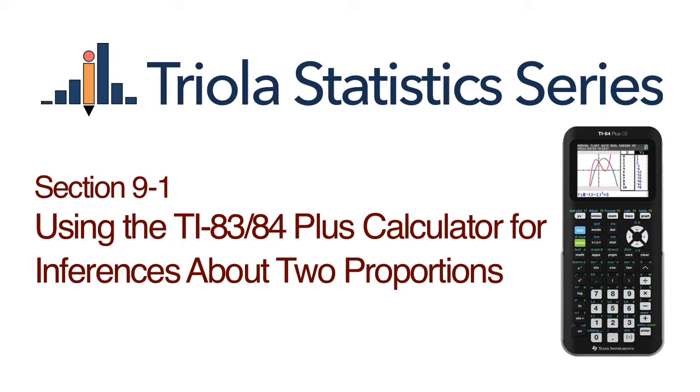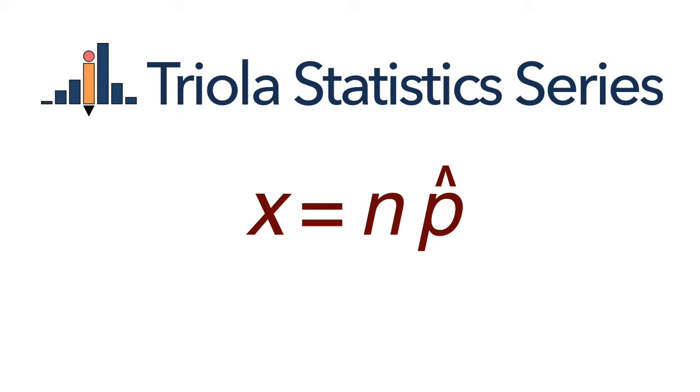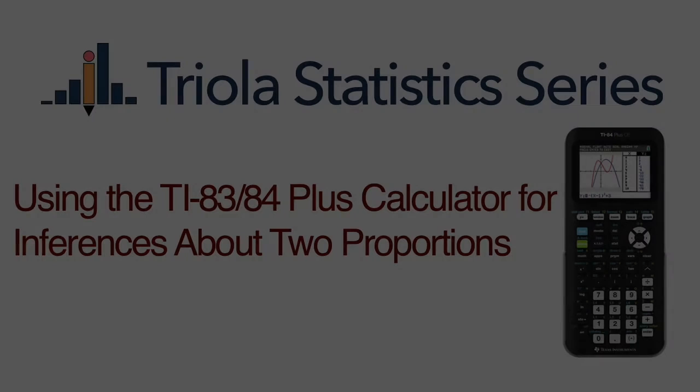When using the TI-83 Plus calculator for inferences about two population proportions, you must know the sample size n and the number of successes x for the samples from each of the two populations. For either sample, if you don't know the number of successes but you know the value of the sample size and the sample proportion, you can calculate the number of successes by multiplying the sample size by the sample proportion, then round the result to the nearest whole number.